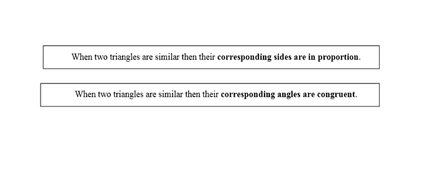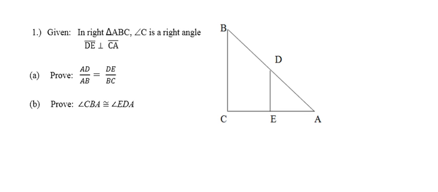The next one that you need to know is that when you have two triangles that are similar, their corresponding angles are congruent. So keeping those two ideas in mind, we're going to move forward and write a couple of proofs here this afternoon. First things first, they give us this right triangle ABC in which angle C is a right angle. They tell us that DE and CA are perpendicular to each other.